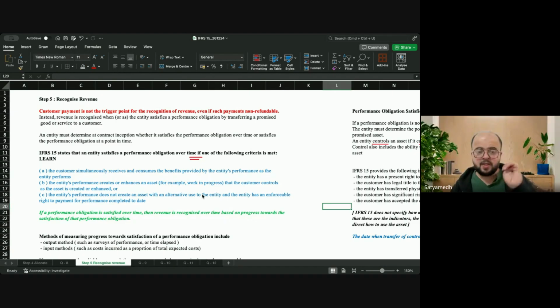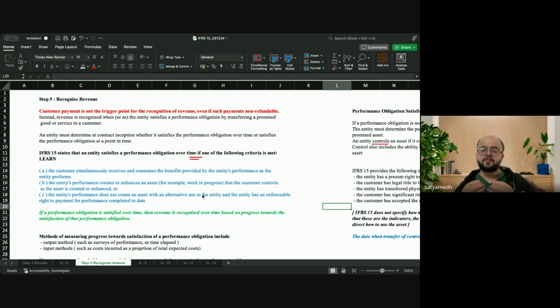And the third situation is: the entity's performance does not create an asset with an alternative use to the entity, and the entity has an enforceable right to payment for performance completed to date. Let's go back to the same furniture example, but in this case the customer has asked me to create customized furniture exclusive for his house. We are not talking about a ready-made chair. I have commissioned someone to make it as per the dimensions and design that I want.